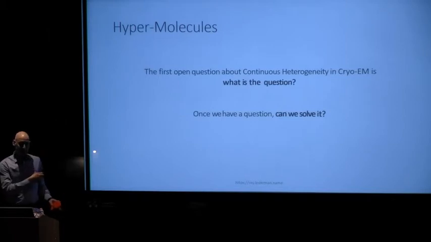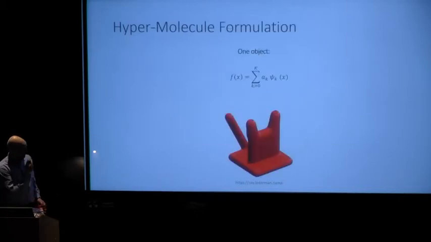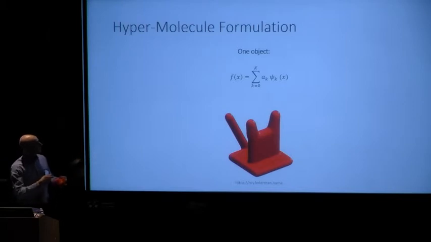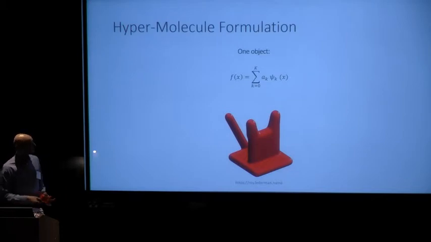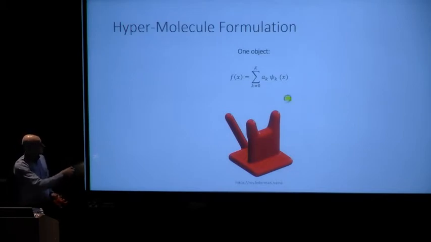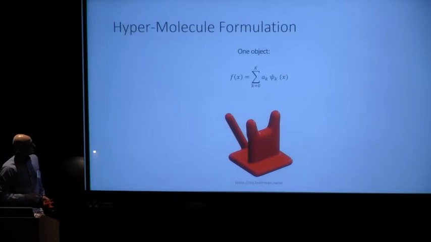So the first question about heterogeneity, for me, is what is the question? If I gave you a solution, what would it look like? And then, if I know what the solution should look like, how do we get to it? How do we solve it? To understand the basic idea of how I think about this, we usually think about this object as some kind of a potential. So we think about it as a three-dimensional function, some kind of a sum of basis functions. That's a way of describing a three-dimensional object.